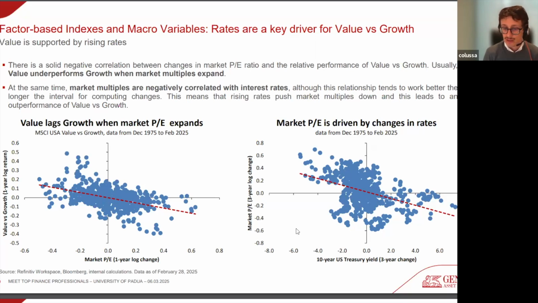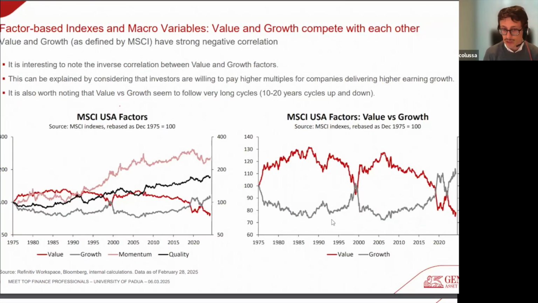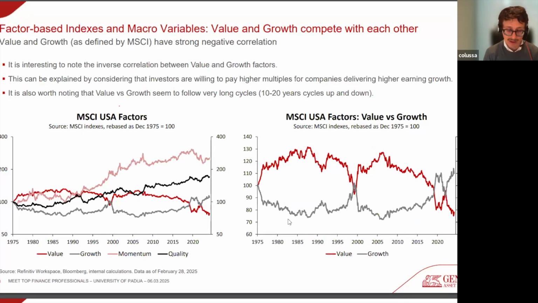So during the late 70s, when we had the first inflation shocks, or after the dot-com bubble, or in 2021-22, when yields moved in Europe from negative to 2.5-3%, and in the US from 1% to more than 4%. Value stocks tend to perform better when yields move higher, and the opposite applies, of course. Growth stocks tend to perform better when yields decline.